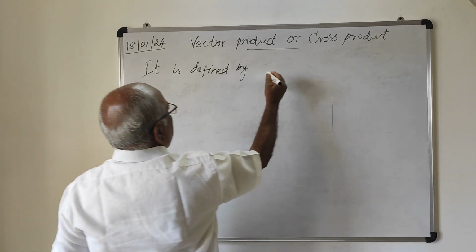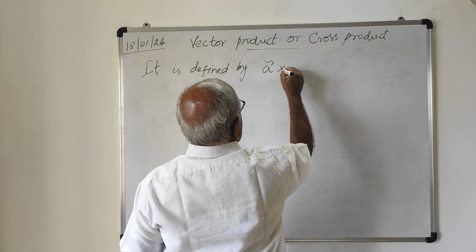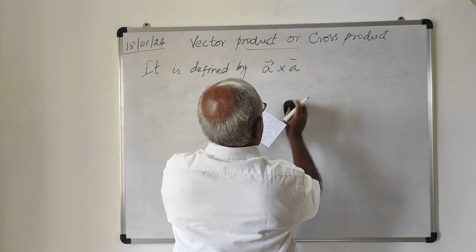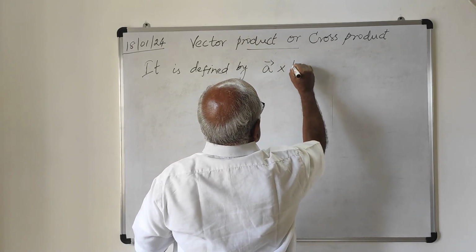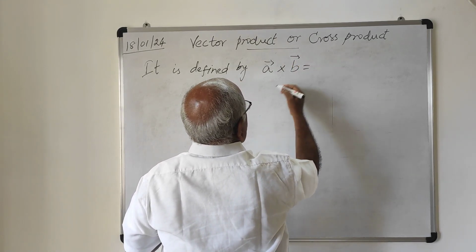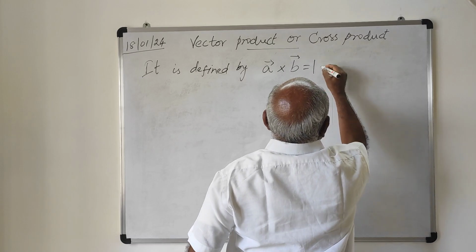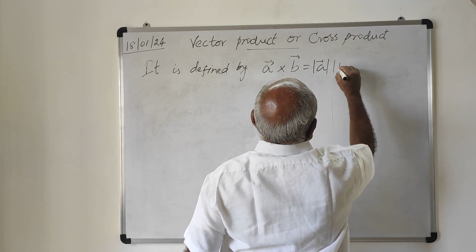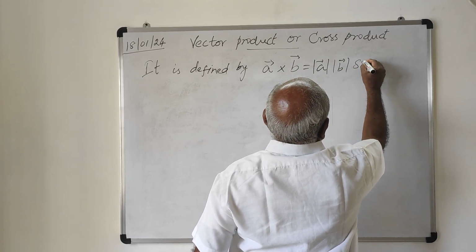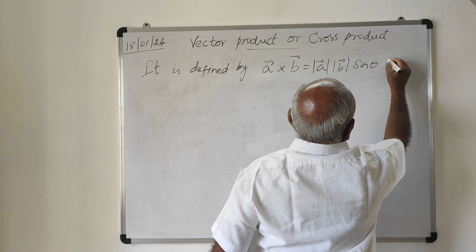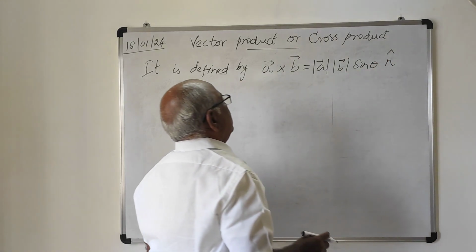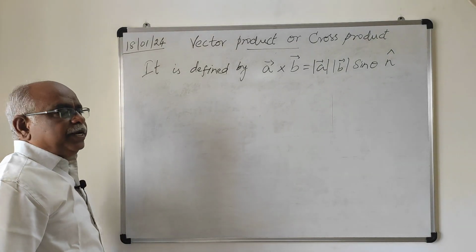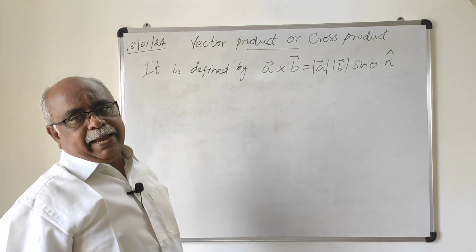The vector product of the two vectors A and B is A cross B. It is defined as A cross B equal to modulus of A vector into modulus of B vector into sine of the angle between the vectors and n cap. So A cross B equal to mod A into mod B into sin theta into n cap.